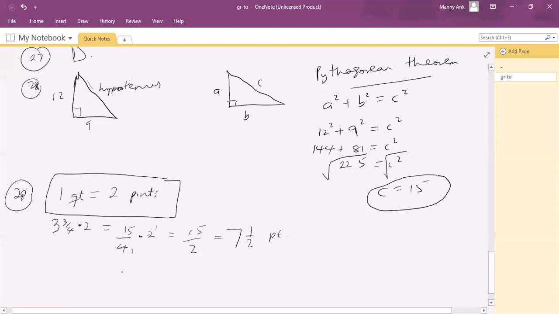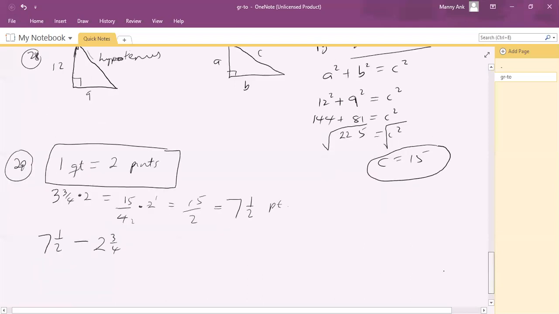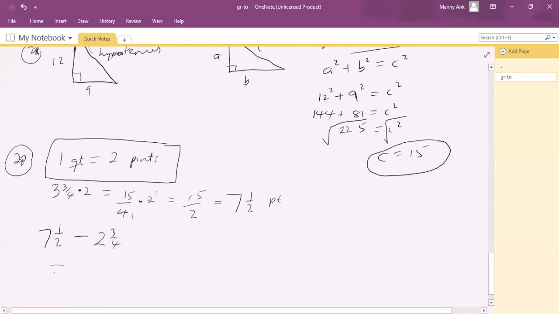Now you have used 2 3/4 pints of blood, so I have to subtract. I have 7 1/2 minus 2 3/4. If I'm subtracting two fractions, I have to make sure I have the same LCD, which is 4. So 7 2/4 minus 2 3/4. If I subtract this, it's going to be negative, but I can borrow from the 7. If I borrow 1 from the 7, in terms of the denominator it's 4 parts out of 4, so I can add that to this. So I have 6 whole numbers and 6 out of 4 minus 2 3/4.